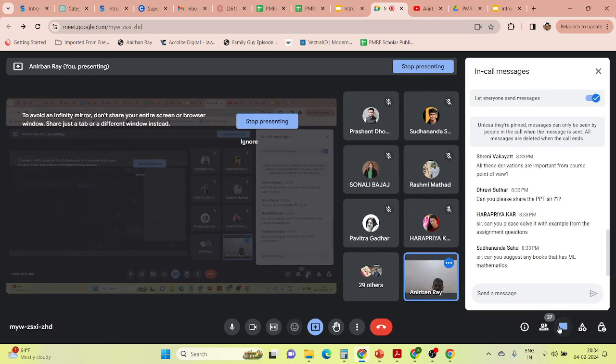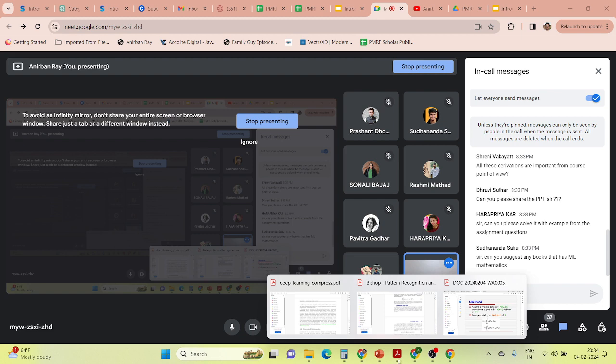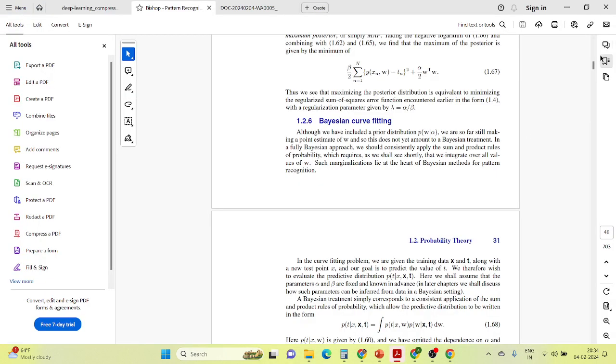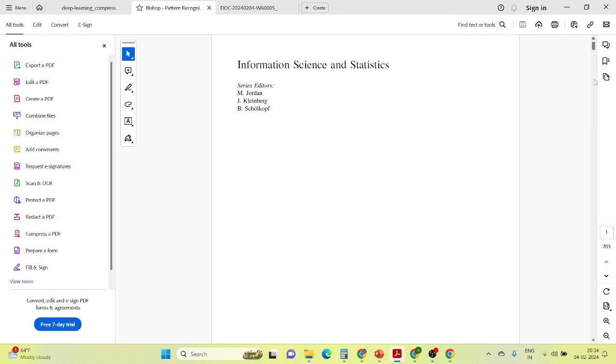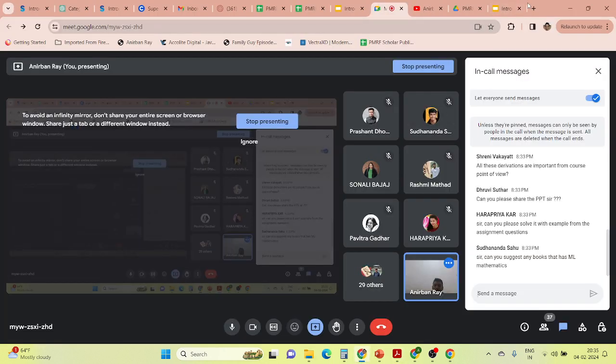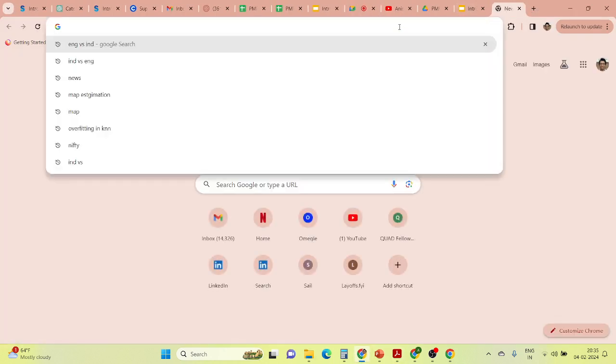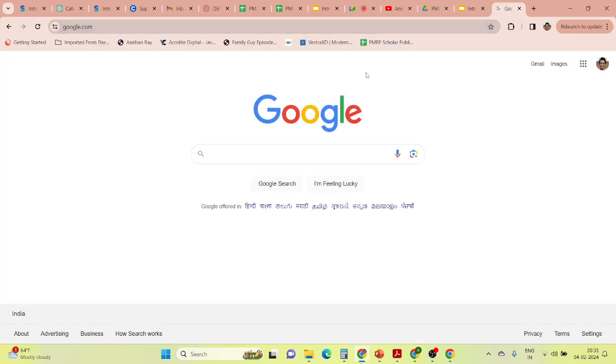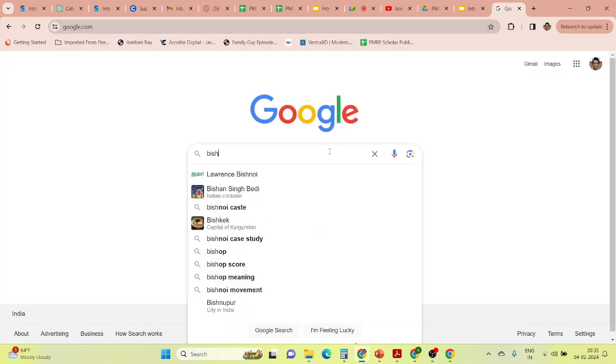Some doubts here, I think. Can you suggest any book that has ML mathematics? Yes, I would like to suggest. This is the best book there is for machine learning. Bishop, Pattern Recognition and Machine Learning. It is free from Microsoft here.